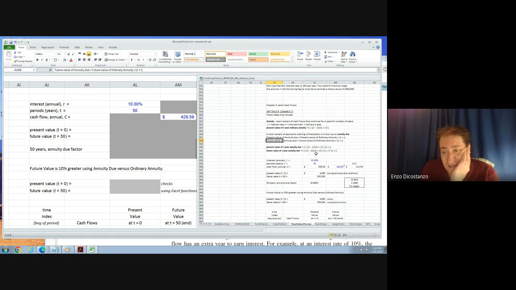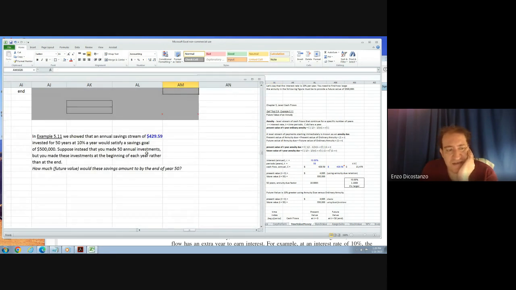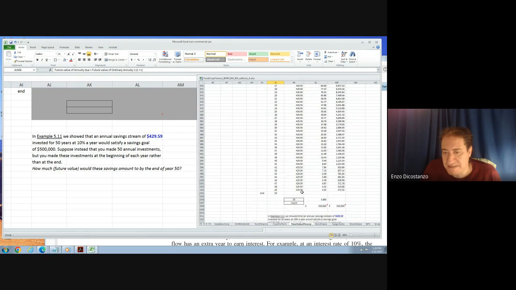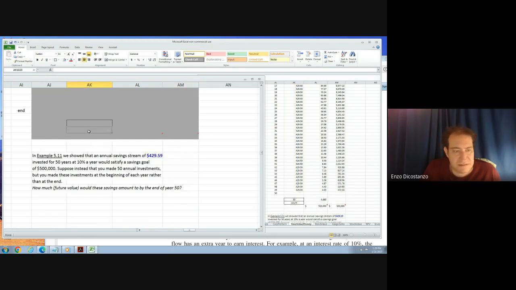All right, and again, just in our mind's eye, let's wrap our heads around this. We showed that a stream for 50 years, 10% satisfies the savings goal. Suppose you made these investments initially. So what you're doing is 50 payments, but at the beginning. So we counted them. Yeah, we counted these things. So this is the count. Right, that's the count.